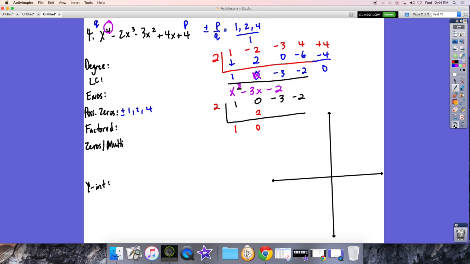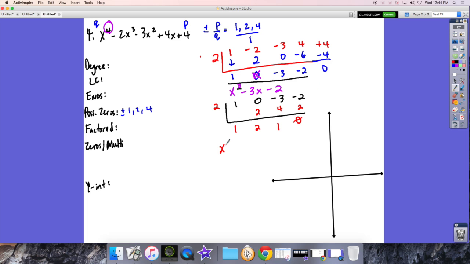Oh, gotta be able to add correctly. So 0 plus 2 is 2, and you get here. So what we've done is we've taken 1, 2, and we got these answers: 1, 0, negative 3, negative 2. We did synthetic division again simply because we have to get it down to being squared. So we bring down 1, 2 times 1 is 2, 0 plus 2 is 2, 2 times 2 is 4. Bring your 4 down, negative 3 plus 4 gives us a 1. And 2 times 1 is 2. Add that together, you get negative 2.